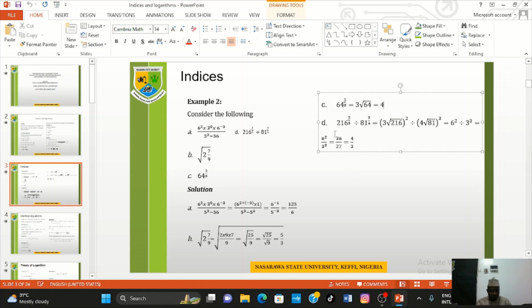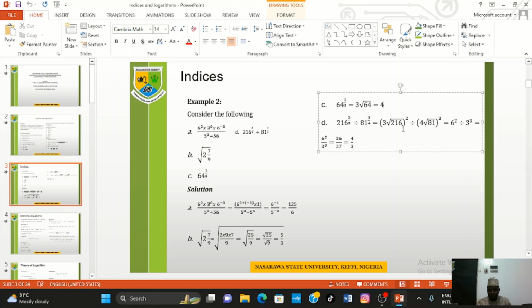Then the D part: 216 raised to the power of 2 all over 3 divided by 81 raised to the power of 3 over 4. So we can transform this 216 to the power of 2 over 3 into the cube root of 216, all raised to the power of 2, divided by, also this one can be transformed to the fourth root of 81, open and close, all to the power of 3.